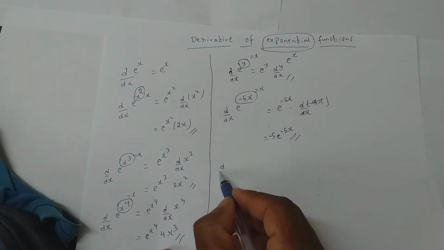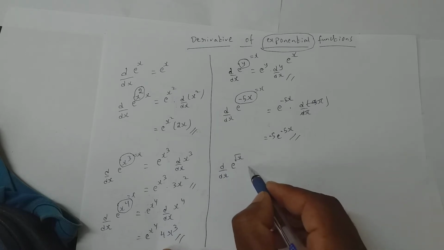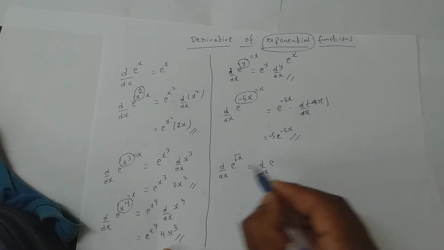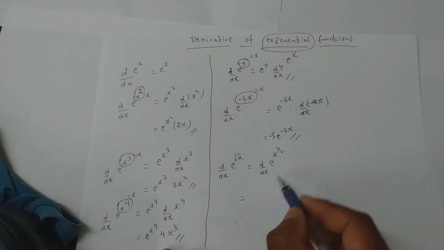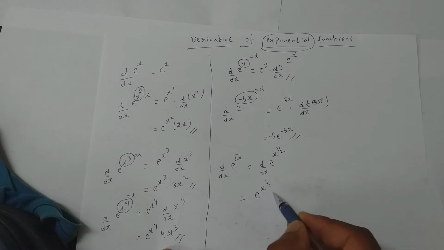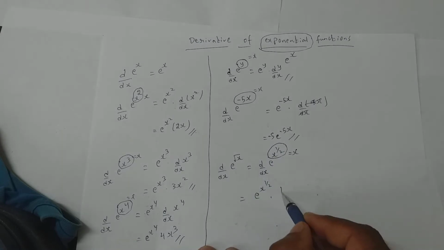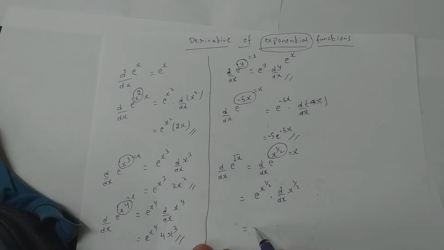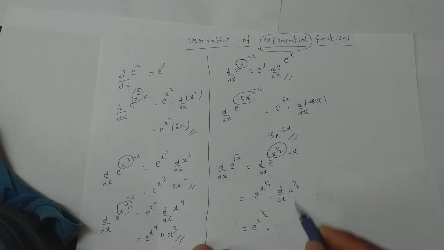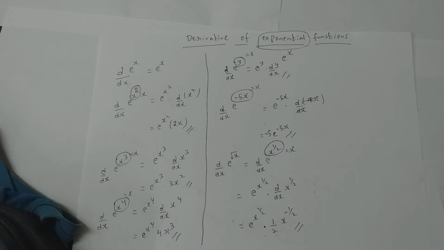Now if it is d by dx of e power root x, root x can be written as x power half. So now e power x differentiation is e power x only, into the differentiation of this entire thing which you are assuming to be x. In place of x whatever you have assumed, that differentiation should be there at last. So it is e power x power half into the differentiation of x power half, half into x power half minus 1, which is minus half. Am I clear with all these sums?